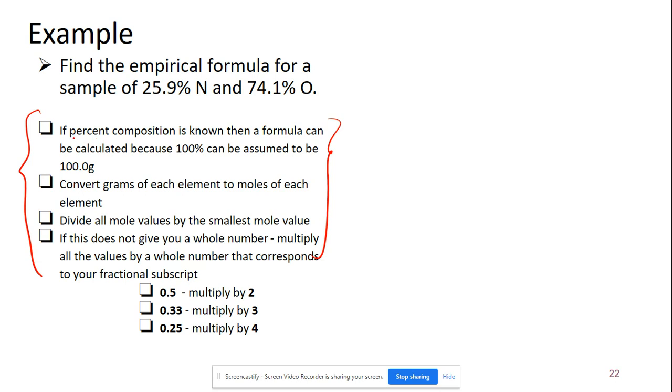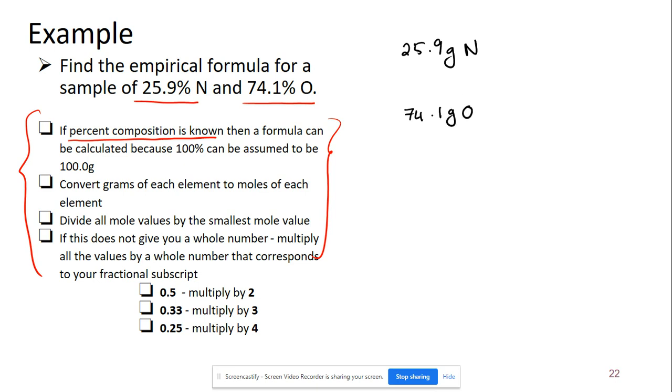If percent composition is known, and we know it's 25.9% and 74.1%, then a formula can be calculated because we can say that the 100% can correspond to 100 grams. That means if you have 25.9%, what you have is 25.9 grams of nitrogen. And if you have 74.1%, you have 74.1 grams of oxygen, in 100 grams. Because out of 100, 25.9 is nitrogen. So 25.9 grams of nitrogen is there, and then 74.1 grams of oxygen is there.